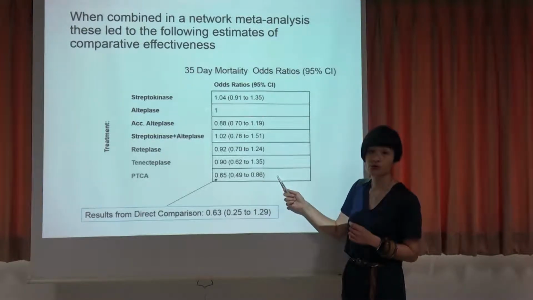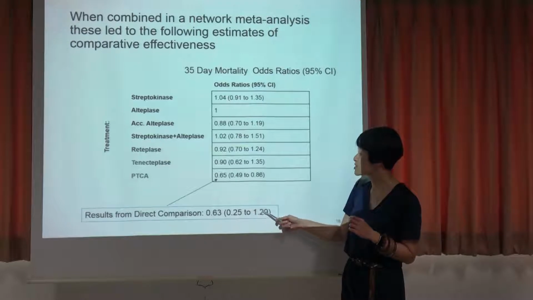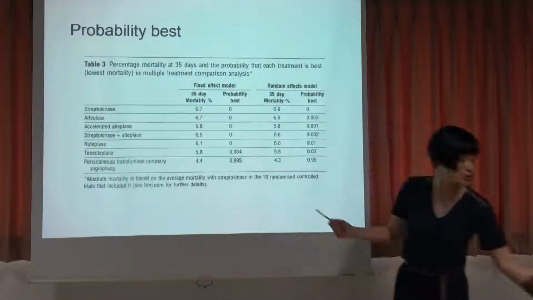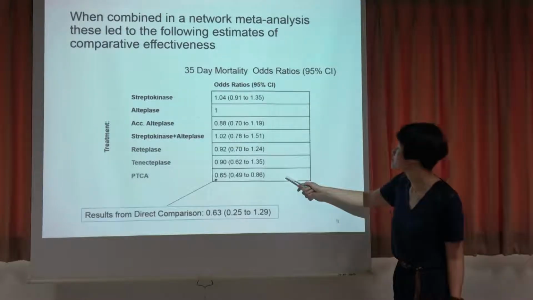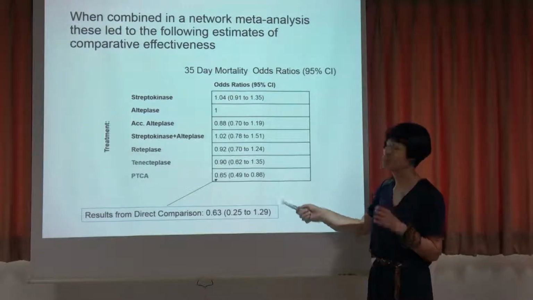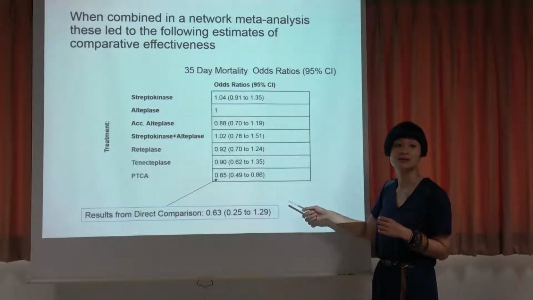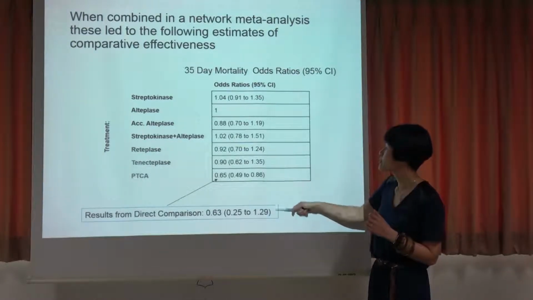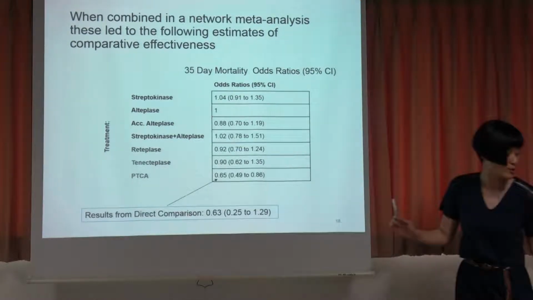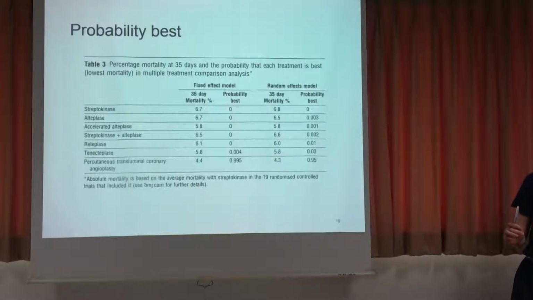So this value basically takes into account the head-to-head direct evidence and the indirect evidence, whereas this is just from the direct evidence. And it's really useful to make comparisons between these two, because it gives you an indication of consistency between your direct and indirect evidence. And I'll talk a bit more about that. So this is the kind of output you'll get from a network meta-analysis.